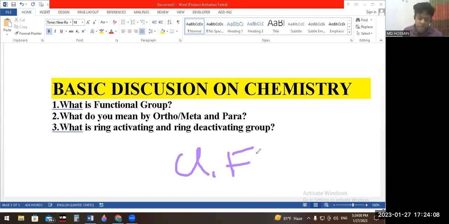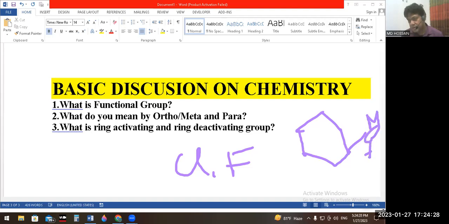I hope you have clearly understood what a functional group is, what its properties are, what the main function of the functional group is, what the ortho and para positions are, and what the meta position is. Which one is the meta position? This one is the meta position. You can see here, this one is meta, meta.